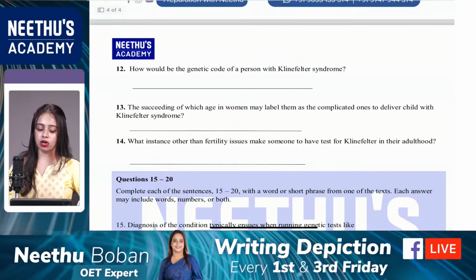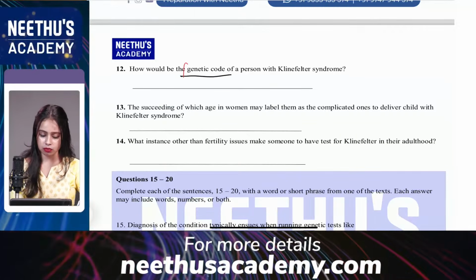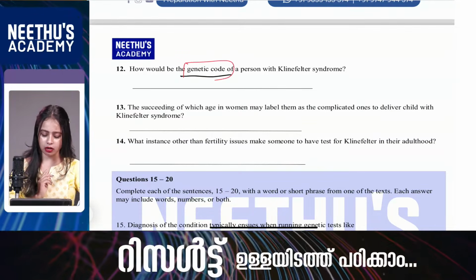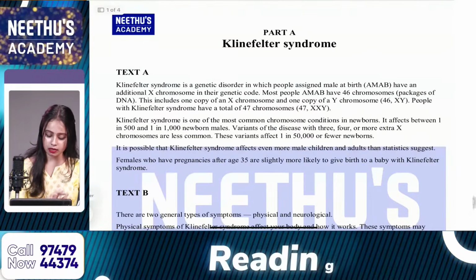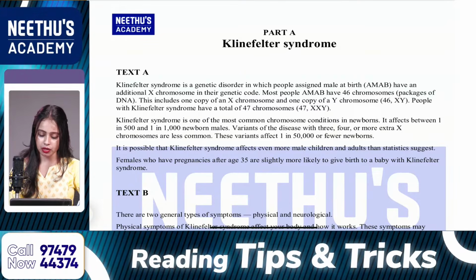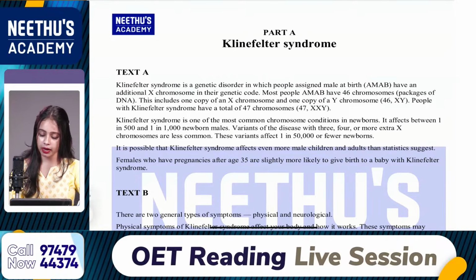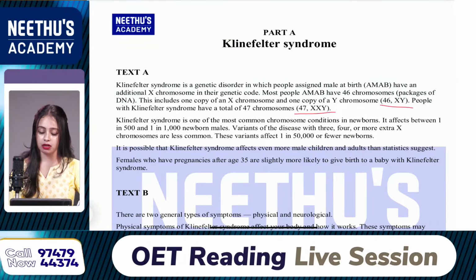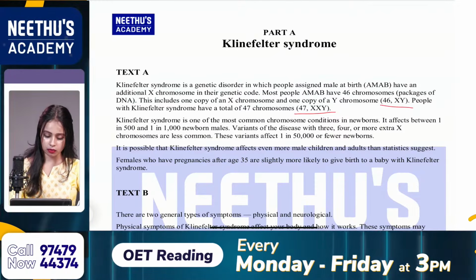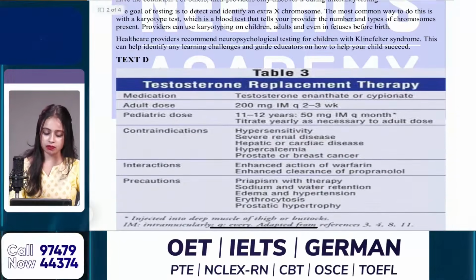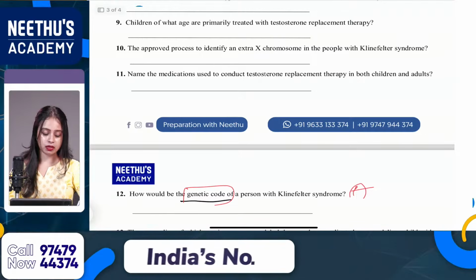How would be the genetic code of a person with Klinefelter syndrome? So genetic code. Where have they mentioned genetic codes? I guess it is in text A, and I'm looking for that answer in text A. And I found it here, the codes mentioned: 46XY as well as 47XXY. So what are the other keywords mentioned? Whether it is 47XY or XXY. Okay, Kirtu, it is 47XXY, right?